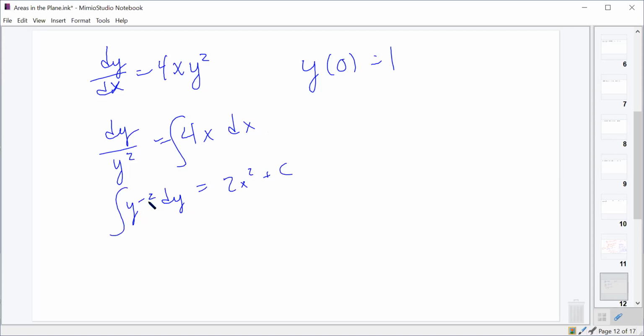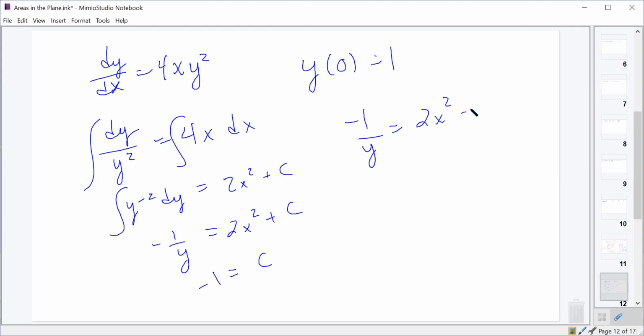And then now we need to integrate y to the -2. So what do we get if we integrate y to the -2? We should get -1 over y. And we'll plug in 0 for x to get the constant, and then plug in 1 for y to get -1. So -1 over y equals 2x squared minus 1. And you can take the reciprocal of this to just get -y equals 1 over 2x squared minus 1. Or y equals 1 over 1 minus 2x squared. Or you could just put a -1 in front of it also, it'd be fine.